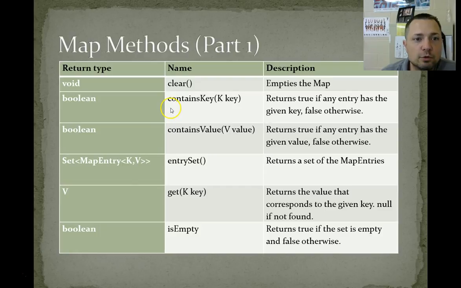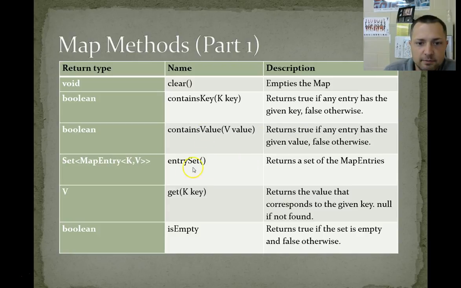Methods we're going to have for a map. And notice it says part 1. There are a lot of methods. Clear empties everything. Contains key will go through all the entries in the map and check to see if any of them has the given key. If any of them do, it returns true. If they don't, it returns false. Contains value returns true if at least one entry has that value.